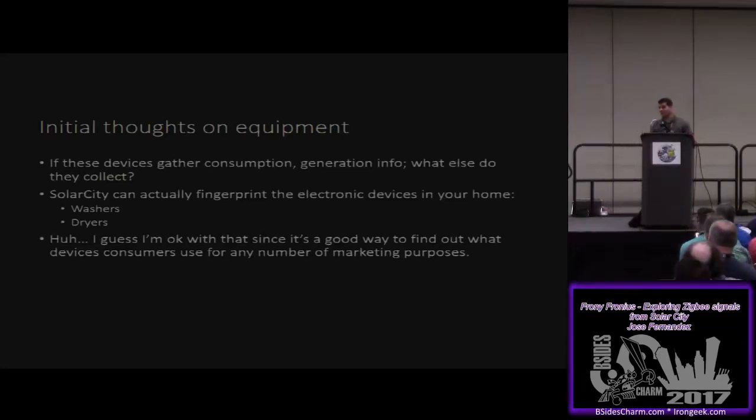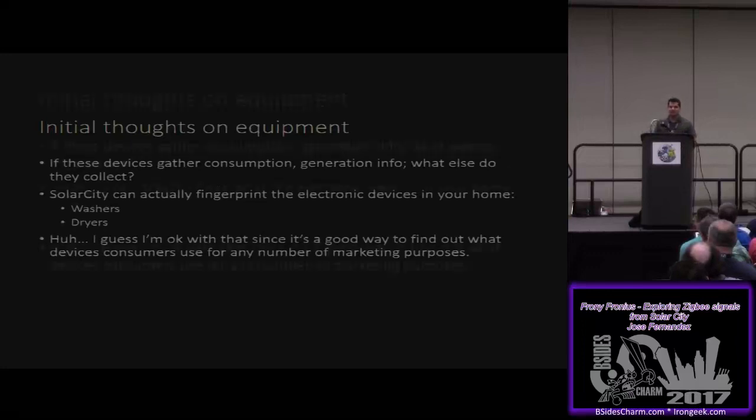And then, for me, I guess I'm okay with that right now, because let's say you had a really old dryer and they're able to fingerprint it, and all of a sudden you start getting marketing mailers for discounts for a new energy efficient one, right?